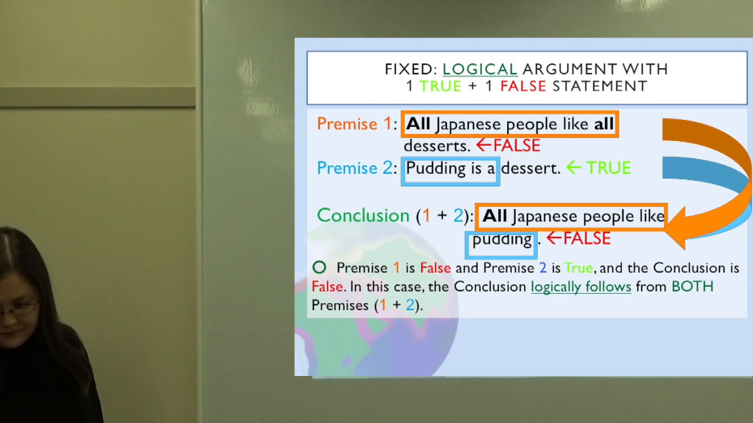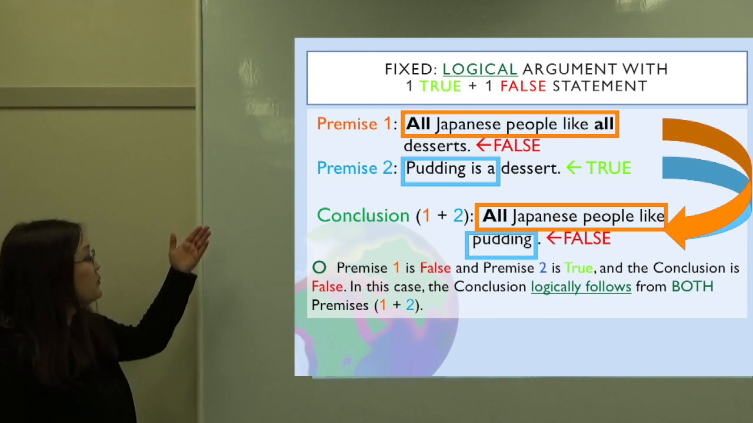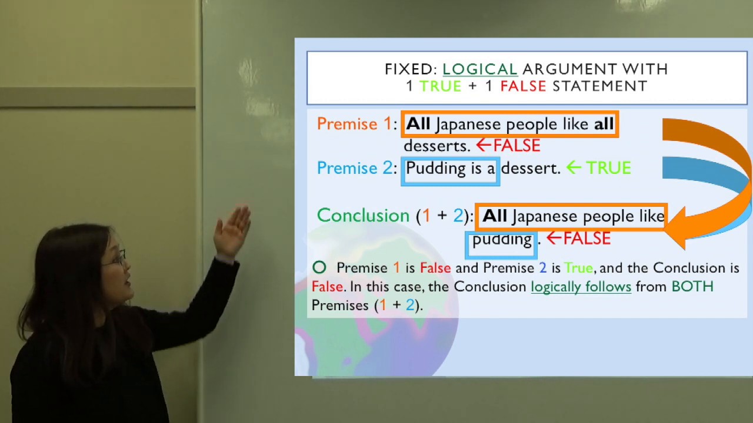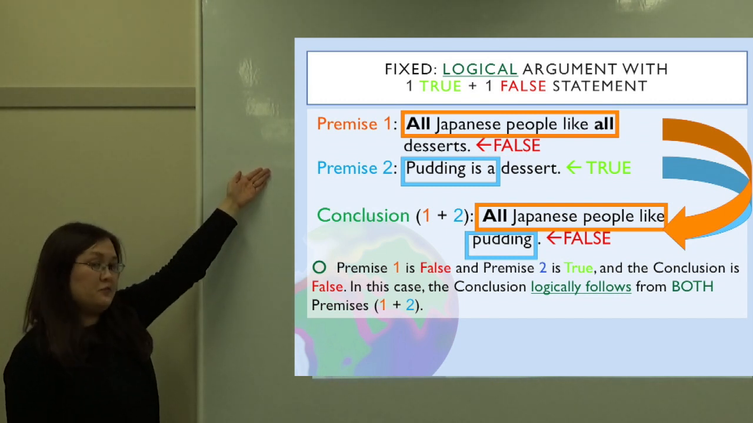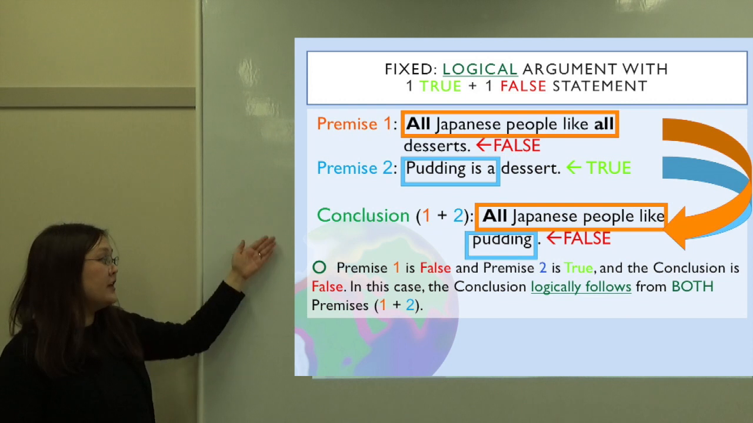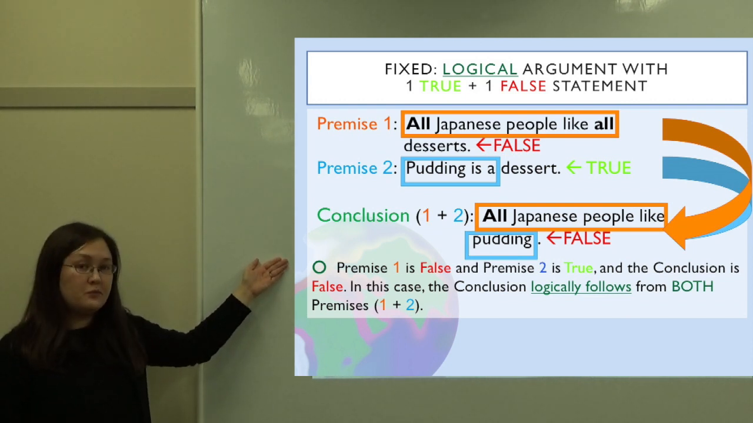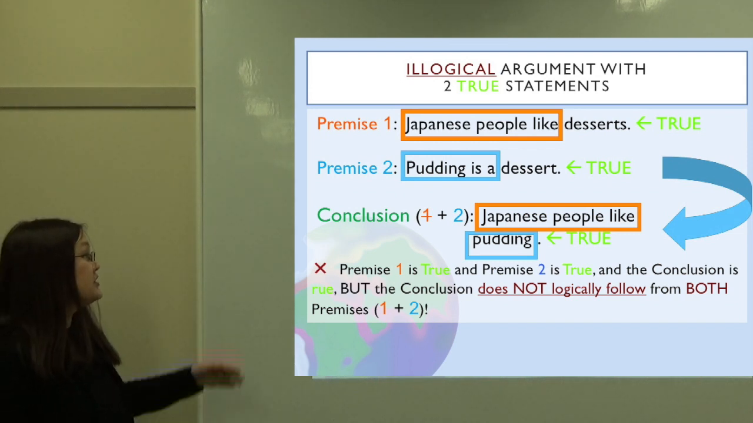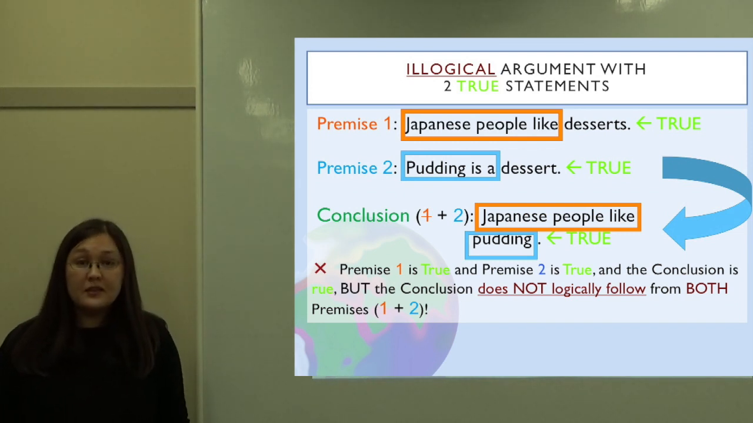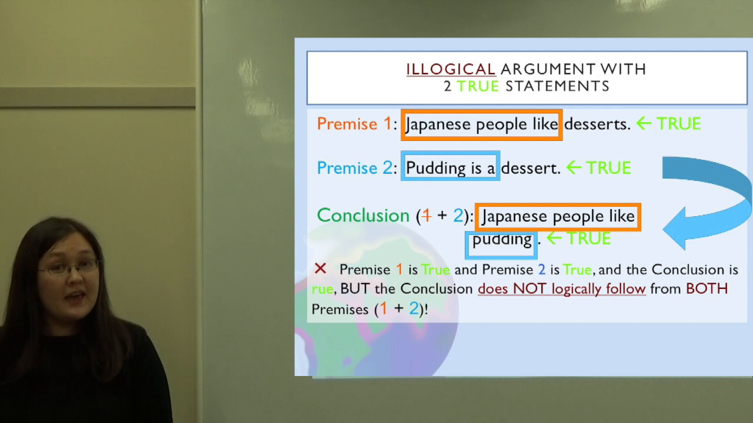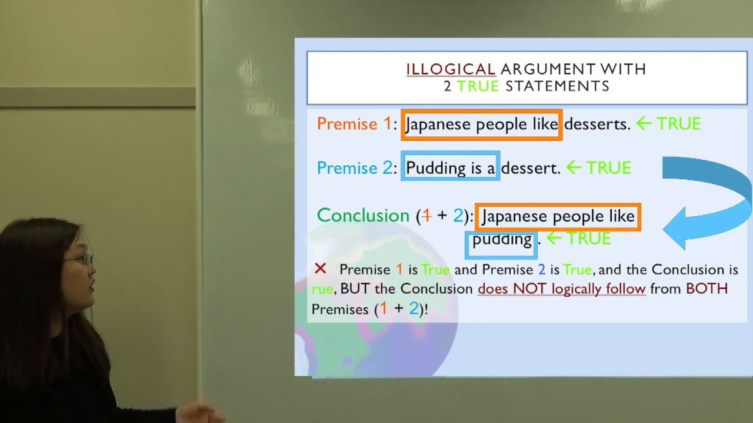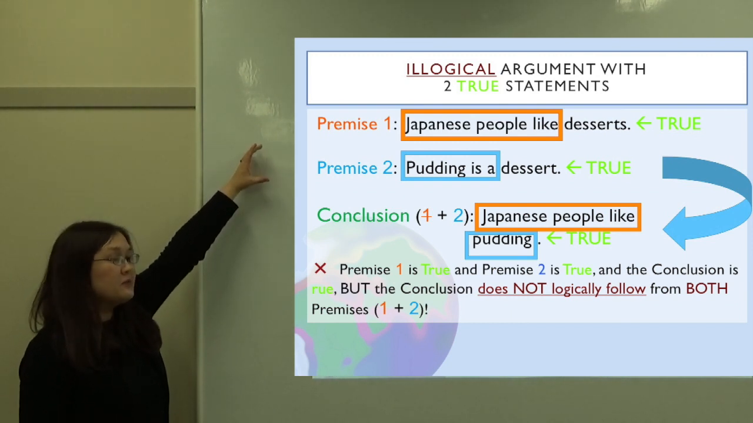Why? The reason is that pudding is a dessert, but there's many kinds of desserts. If all Japanese people like all desserts, then we would know that all Japanese people like pudding. But if we don't have the word all, just Japanese people like desserts, maybe they don't like pudding. Maybe they like cake. Maybe they like wagashi. Maybe they like pie. There's many kinds of desserts that are not pudding. So only from this, we don't know.